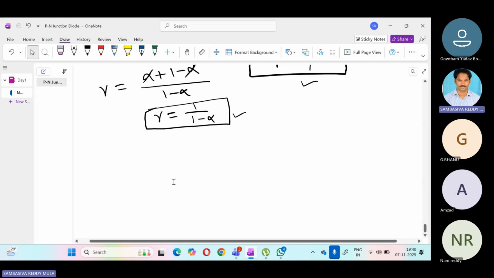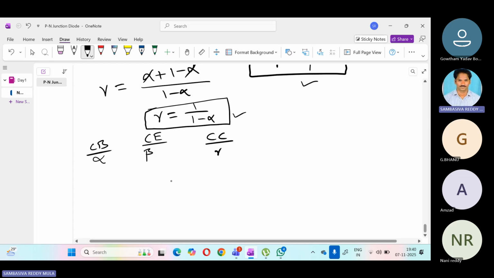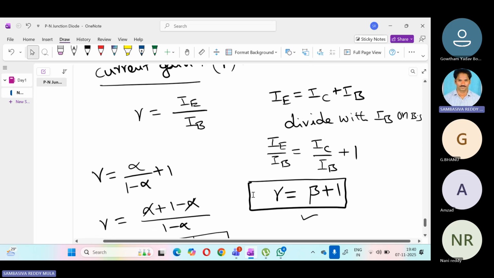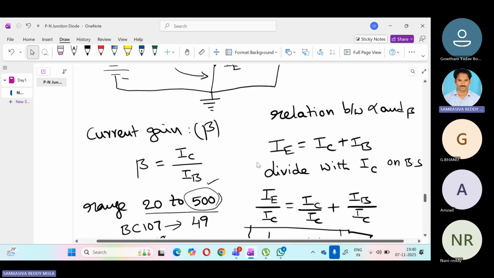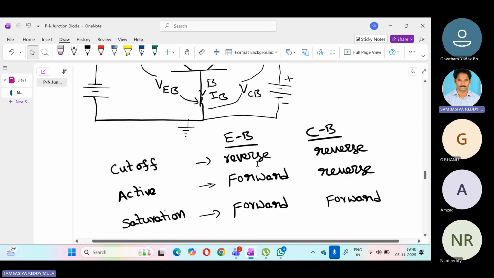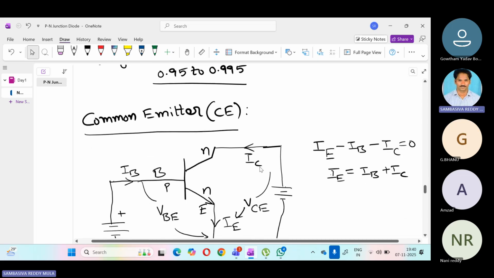Alpha is the current gain in CB configuration. Beta is the current gain in CE configuration. Gamma is the current gain in CC configuration. So this is about the configurations. Transistors can be operated in 3 different configurations. Among these configurations, the most commonly used is the CE configuration due to its advantages.